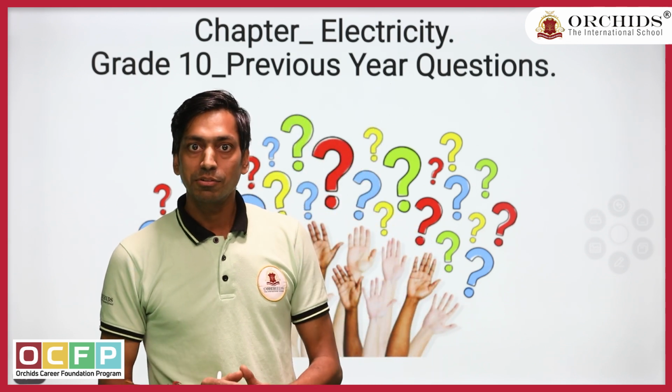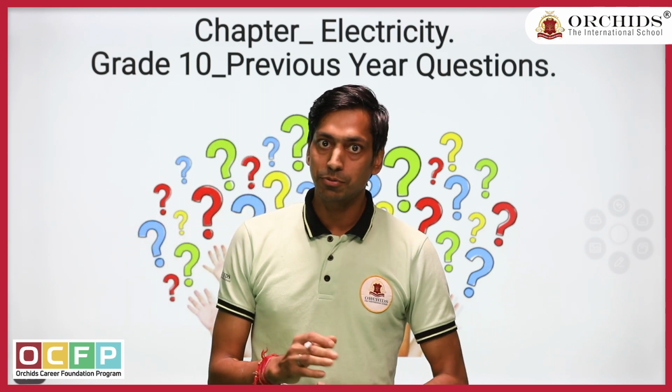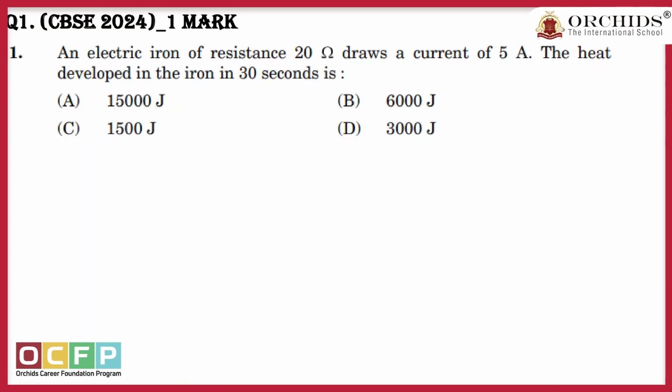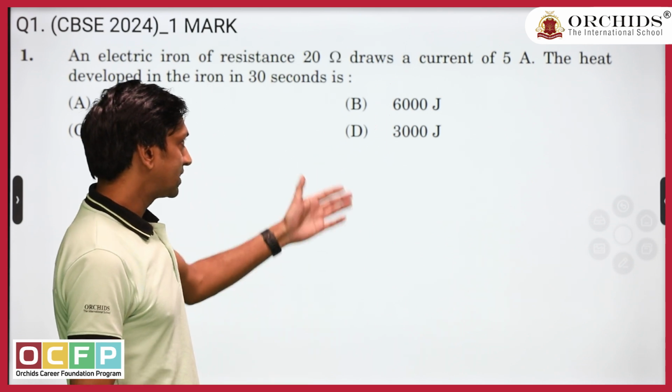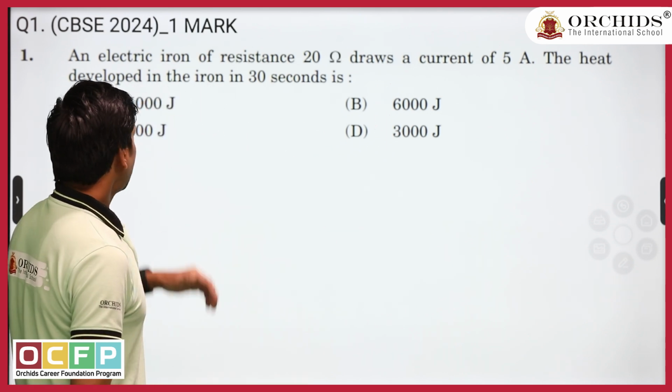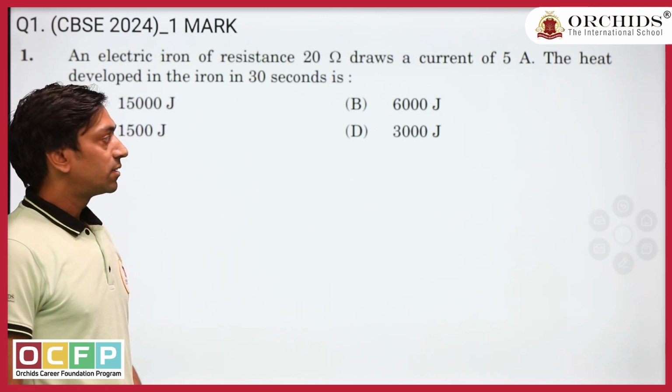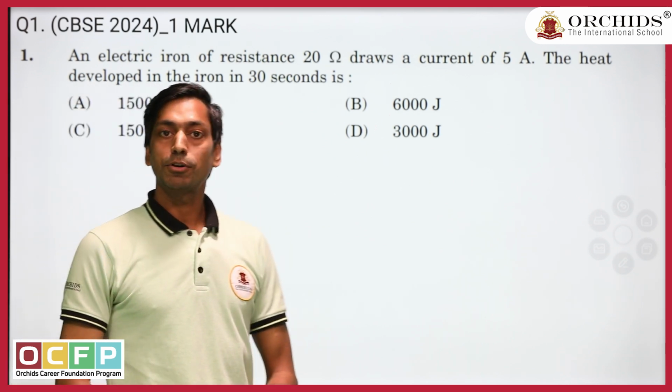First of all, I'll start with the very basic questions, that is the MCQs which were asked in the previous year question papers. The first question, asked in 2024 as a 1-mark question, is from the power, or you can say the heat produced. The question is: an electric iron of resistance 20 ohm draws a current of 5 ampere; find the heat developed in the iron for 30 seconds.